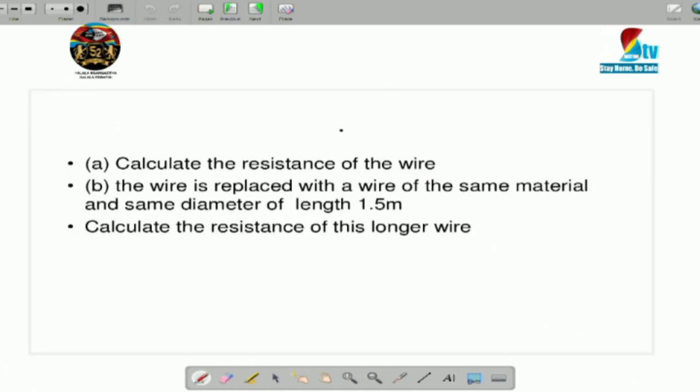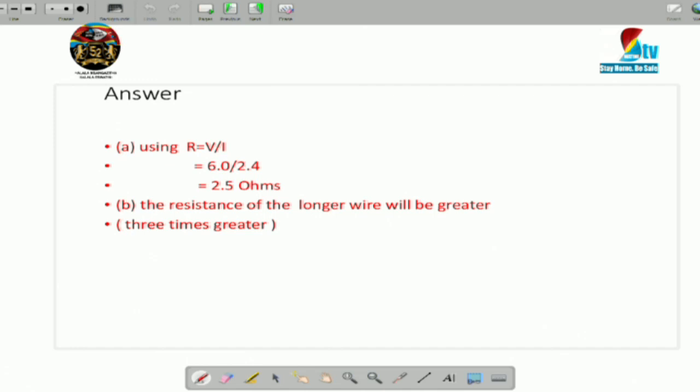We need to calculate the resistance of the wire. The wire is replaced with a wire of the same material of length 1.5. So the answers that we are expecting here would be the resistance of the wire is going to be 2.5 ohms from your R is equal to V over I. The resistance of the longer wire will be greater, of course, because we increased the length, and it would be 3 times as great.